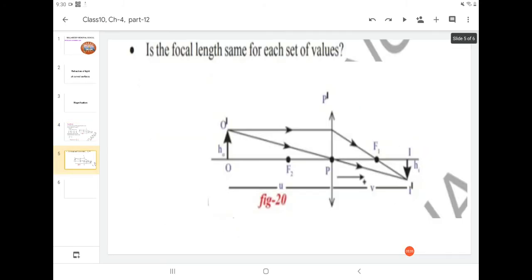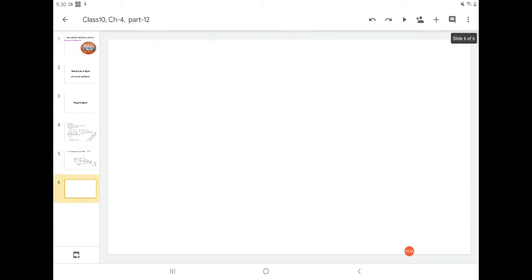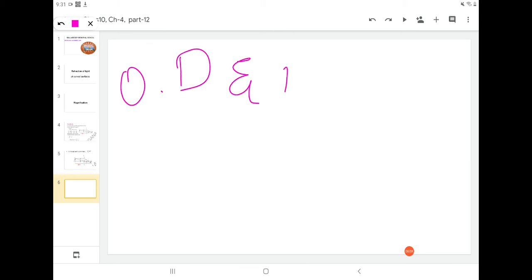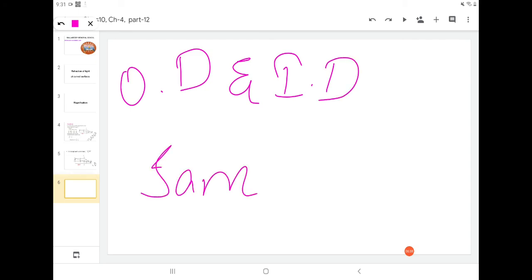Is the focal length the same for each set of values? Irrespective of object distance and image distance, we get the same focal length.